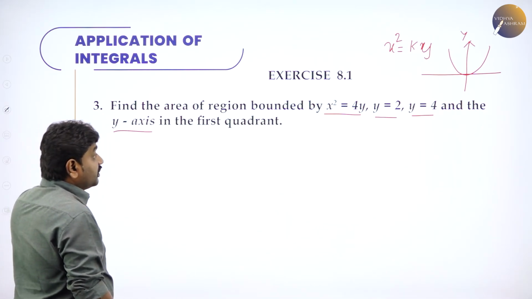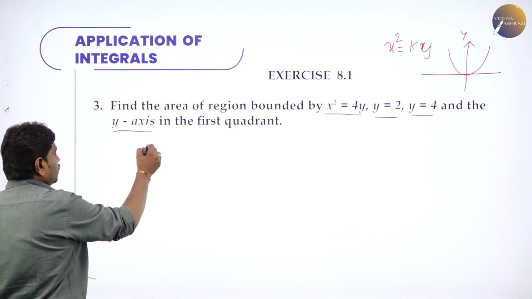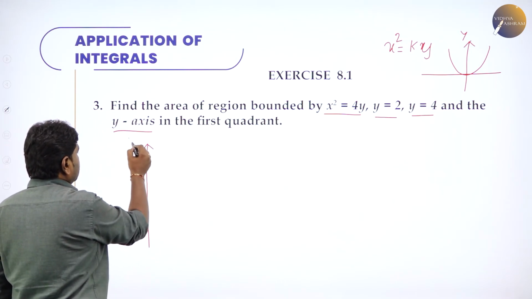So now find the area of region bounded by x square is equal to 4y. So now let me draw the graph. Y.